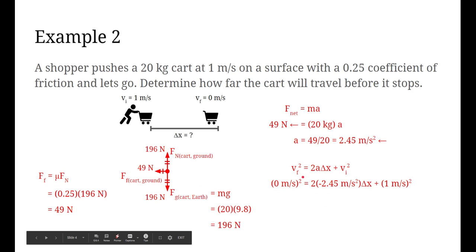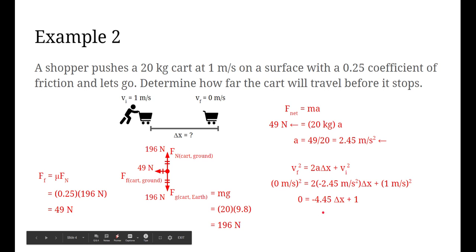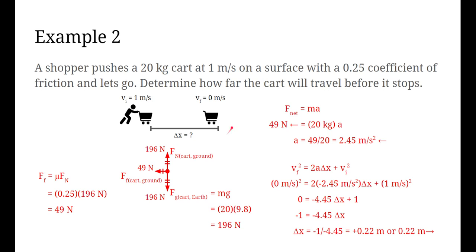And then we can use this acceleration and the velocities given in the problem. Notice that the initial velocity, which is 1 meter per second, is positive since it's moving to the right. And then our acceleration is negative since the acceleration was opposite the initial velocity. We can then simplify this equation a little bit, move the 1 to the other side, and then divide both sides by negative 4.45, which gives us an answer of 0.22 meters. And it's a positive answer, which means that the cart is going to move 0.22 meters or 22 centimeters to the right before it stops.